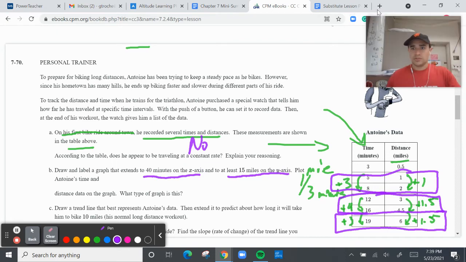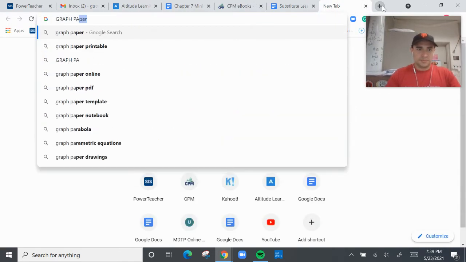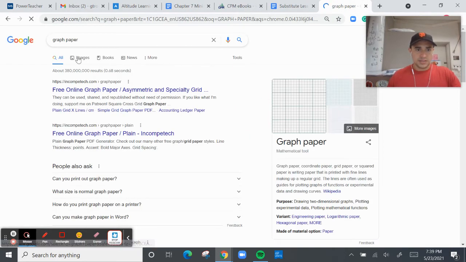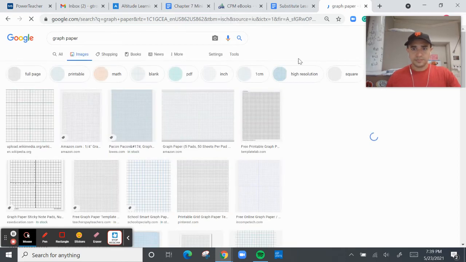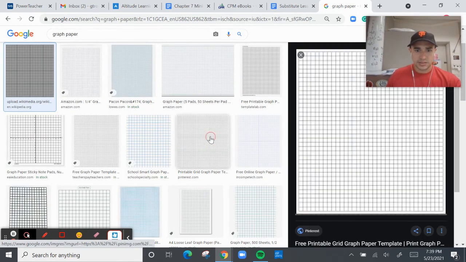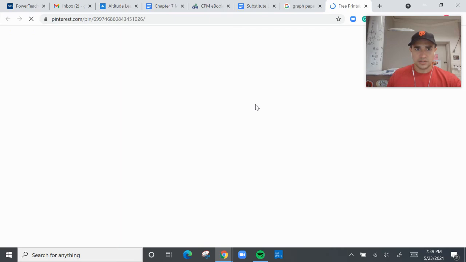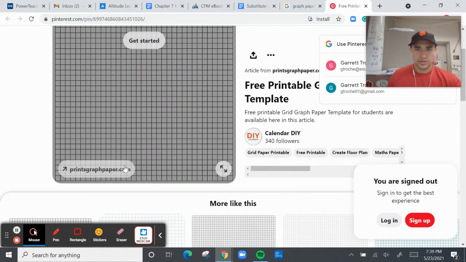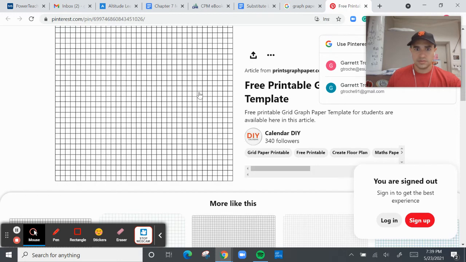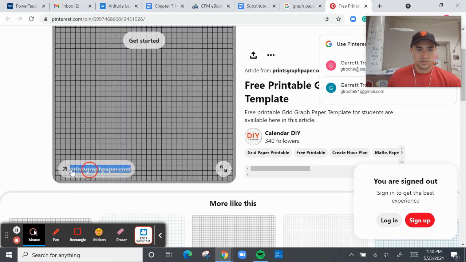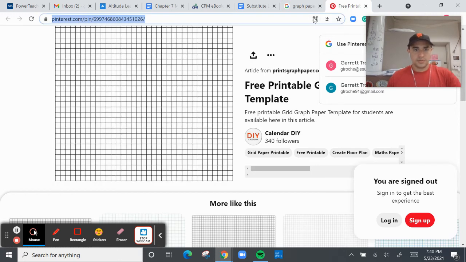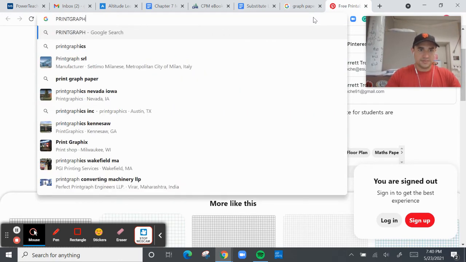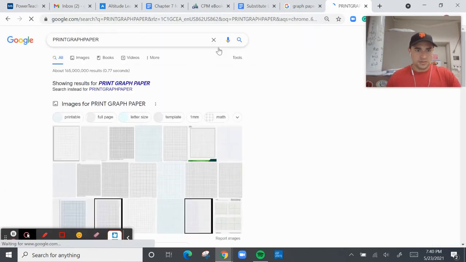Okay, so now I got to get graphing paper. All right, so let's take a look at this. And let's take a look at this. Oh, I don't want to go on Pinterest. Oh no, I want to print this out. Go here. Go there. Print graph here. Okay, let me just go to print graph paper. There we go.